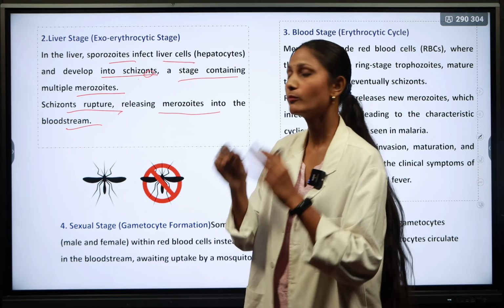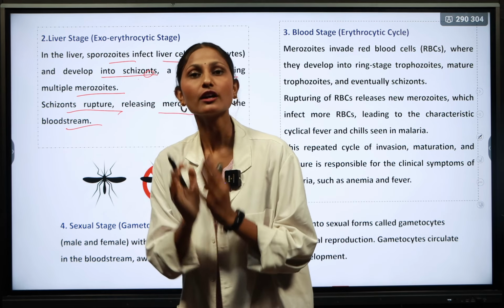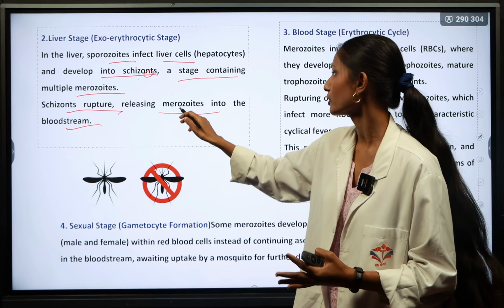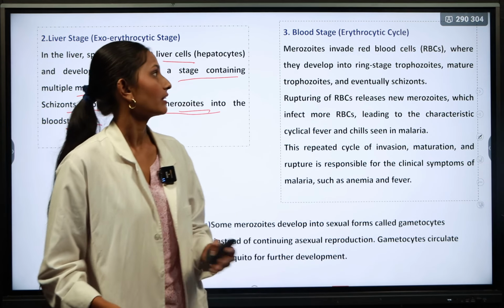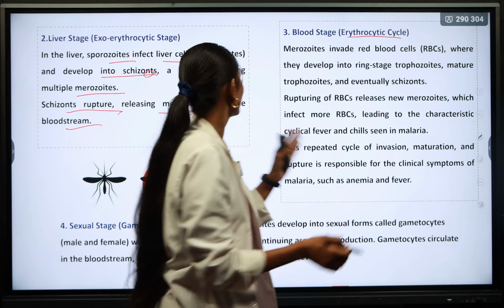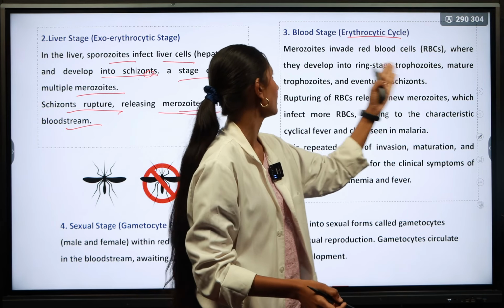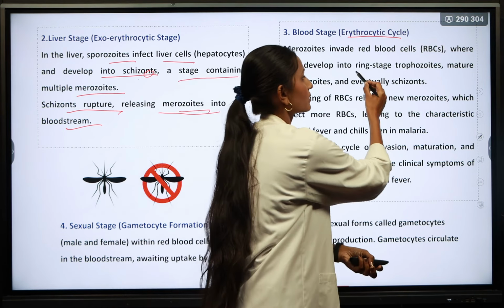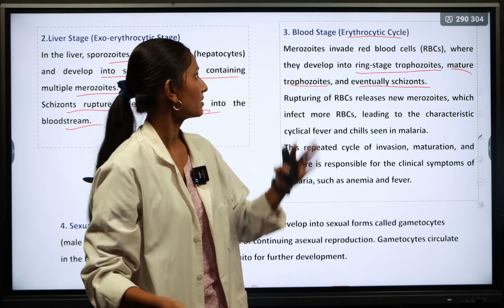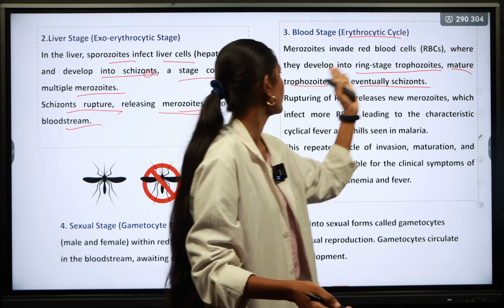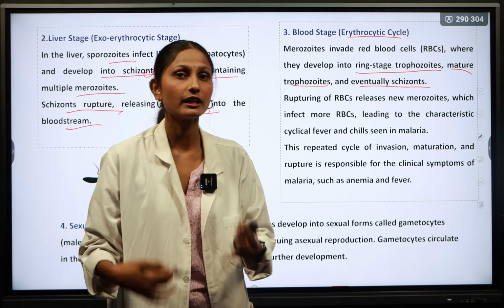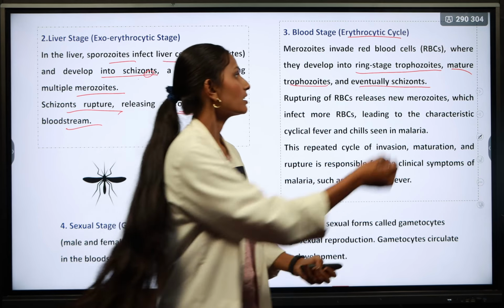This schizont has many merozoites inside, and it will rupture and release the merozoites into the bloodstream of the human. The next one is the blood stage, that is the erythrocytic cycle. These merozoites invade the red blood cells, where they develop into the ring stage, that is trophozoites, mature trophozoites, and eventually schizonts. So again this is happening. The schizont will again produce merozoites.